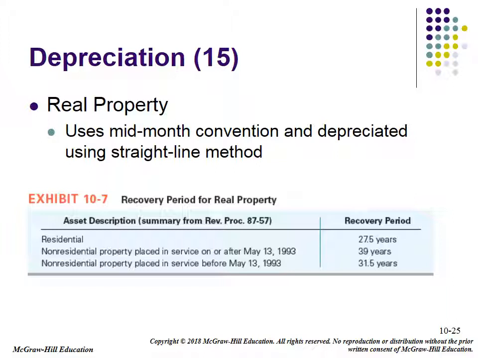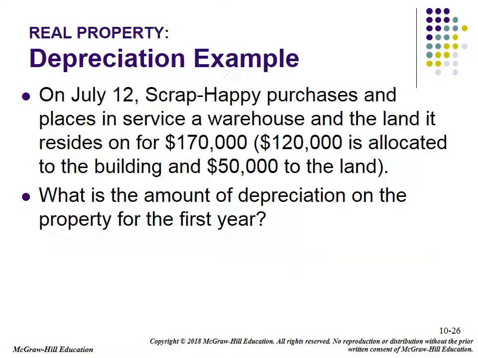Non-residential property placed in service on or after May 13th, 1993, 39 years, and that's all we're going to worry about. There is another life of non-residential property placed in service before 93 of 31.5 years, but we won't encounter any of that. We're going to focus on 27.5 years and 39 years.